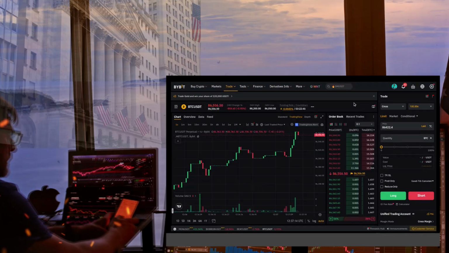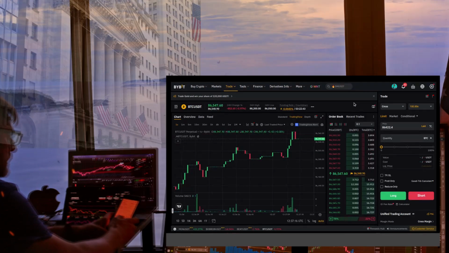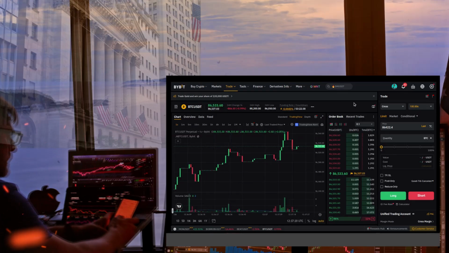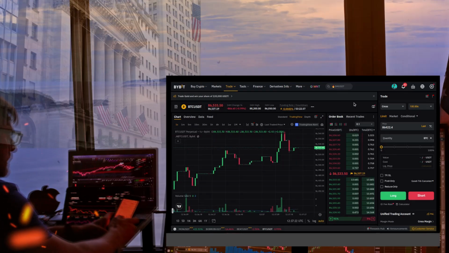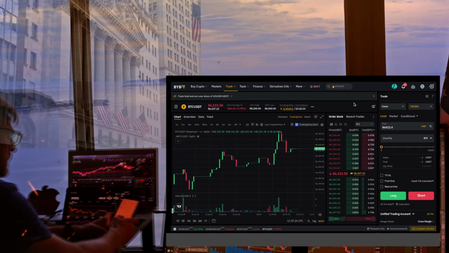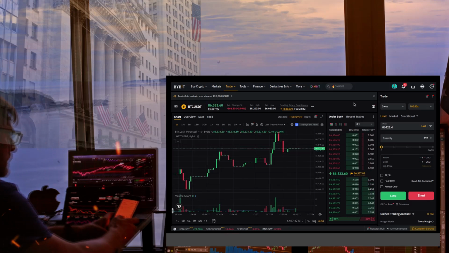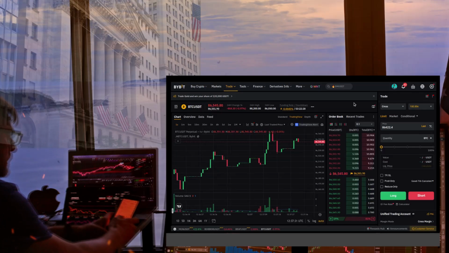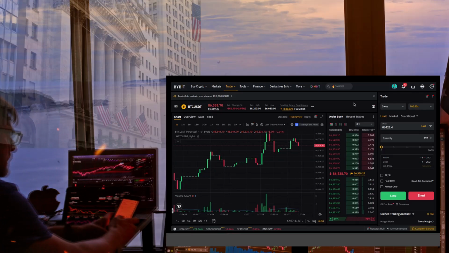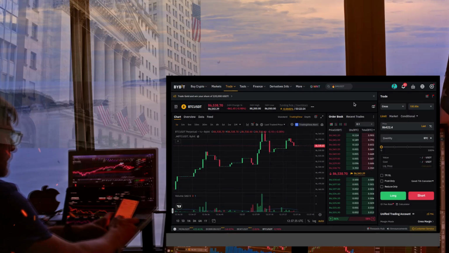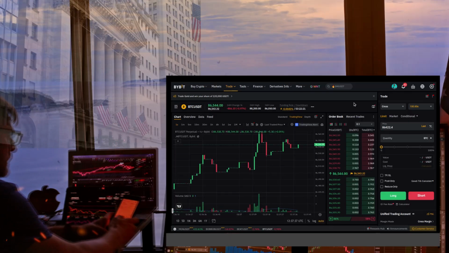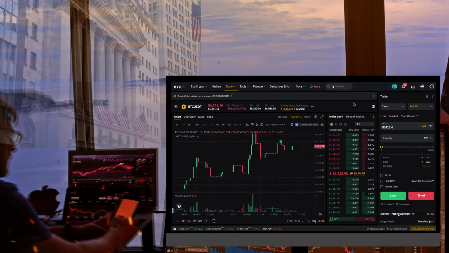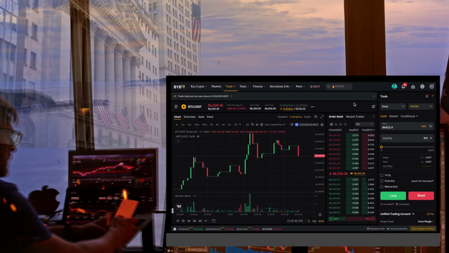What is market structure? Market structure is simply how price moves. Price always moves in waves. Up, down, and up, down. These waves create highs and lows. These highs and lows show you who is in control, buyers or sellers. If price keeps making higher highs and higher lows, buyers are winning. If price keeps making lower highs and lower lows, sellers are winning. If price moves sideways, no one is winning.